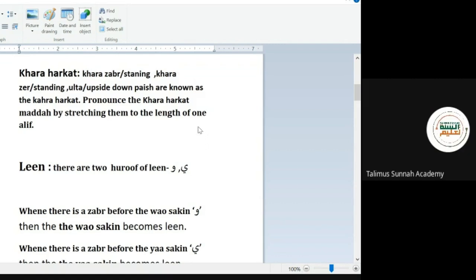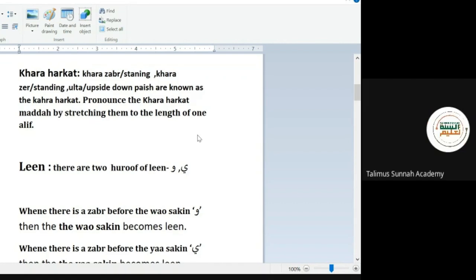Khara zabor, khara zer, ulta pesh are known as the khara harkat. Pronounce the khara harkat by stretching them to the length of one alif.